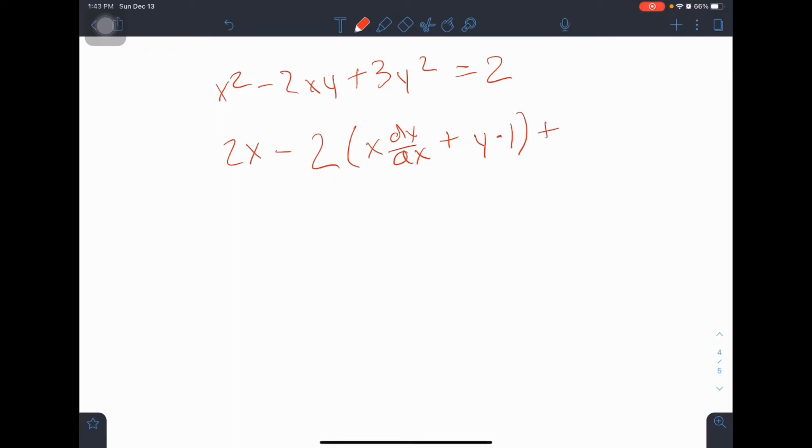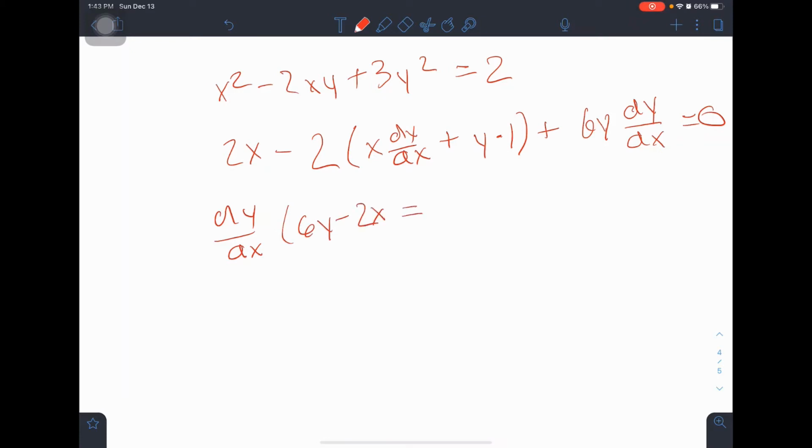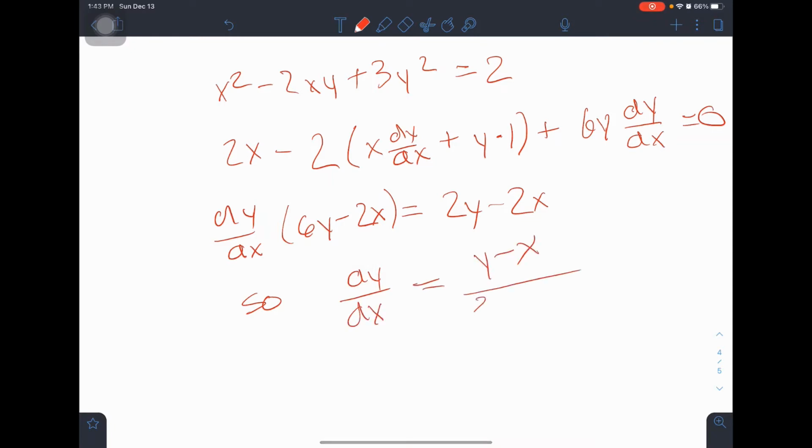plus 6y dy/dx equals 0. Then you just simplify that a little bit. dy/dx times 6y minus 2x equals 2y minus 2x. So dy over dx equals y minus x over 3y minus x.